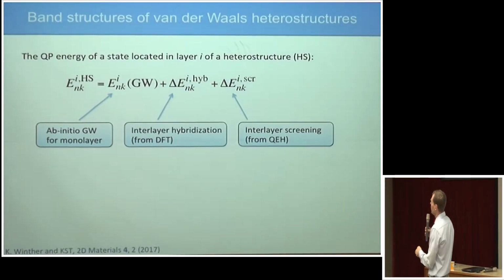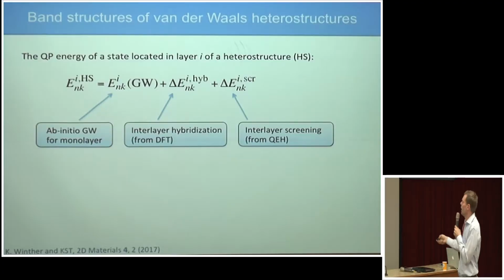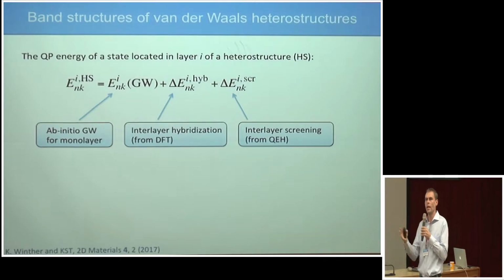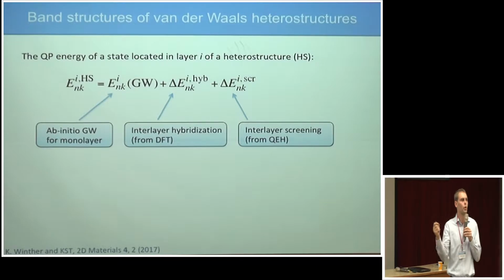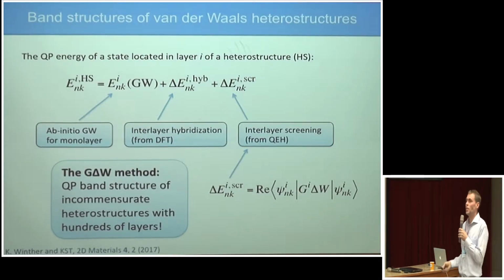So if you consider a two-dimensional material, which is layer I in a general van der Waals heterostructure, then we could write the energy of that layer as the energy calculated in a GW approximation for that isolated layer. We can get that and tabulate that. And then two corrections. One correction is due to the hybridization with the neighboring layers. And the other correction is due to the self-energy, so the screening, that we would have to employ the GW approximation to compute. Now, this part can actually be treated at a DFT level.